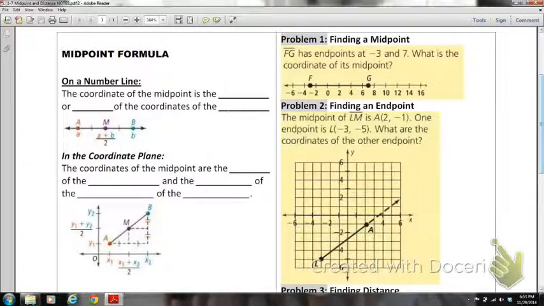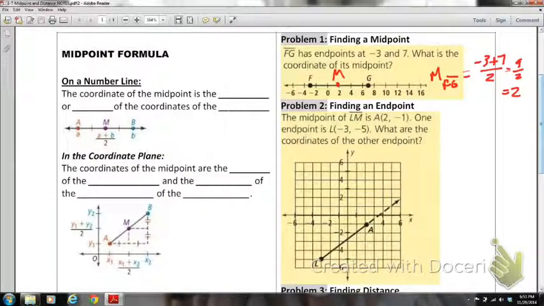In problem 1, we're finding a midpoint. Segment FG has endpoints at -3 and 7. So this is just a number line. And so we're going to find the midpoint of segment FG by taking the average of the endpoints. So we're going to add those two endpoints together, which is -3 plus 7, and divide that by 2. So that's going to be 4 over 2, which is 2. So point 2 is going to be the midpoint.